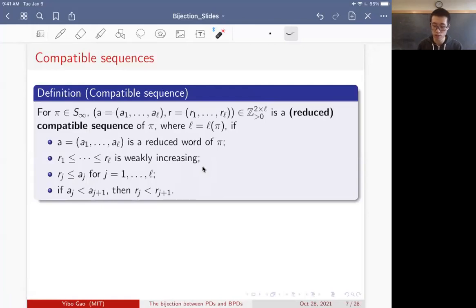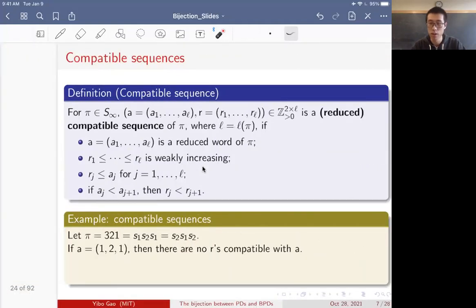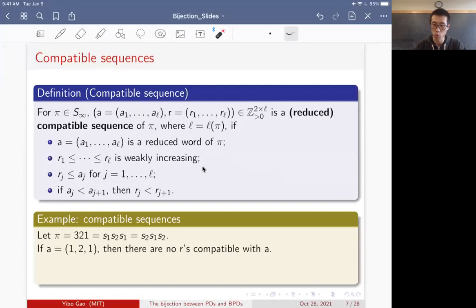So here are the conditions. If pi is 3 2 1, then it has two reduced words. One is s1 s2 s1, and the other one is s2 s1 s2, which are two possible choices for this A. If A equals 1 2 1, then I claim that there are no R's compatible with A. Why is that? A starts with 1, and R is weakly increasing and smaller than or equal to A, so this already forces R to start with 1, 1. However, the last condition says that if I have a strict increase in A, then I must have a strict increase in R. But I have a strict increase in A here, which contradicts this last condition. So I don't have any R's compatible with 1 2 1.